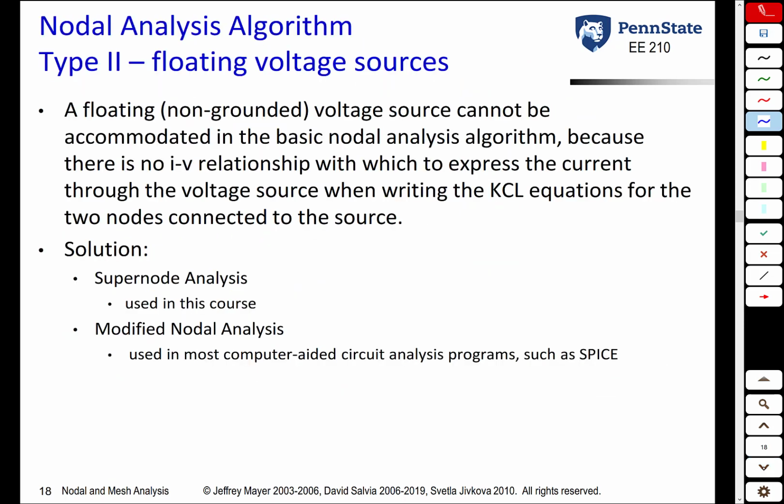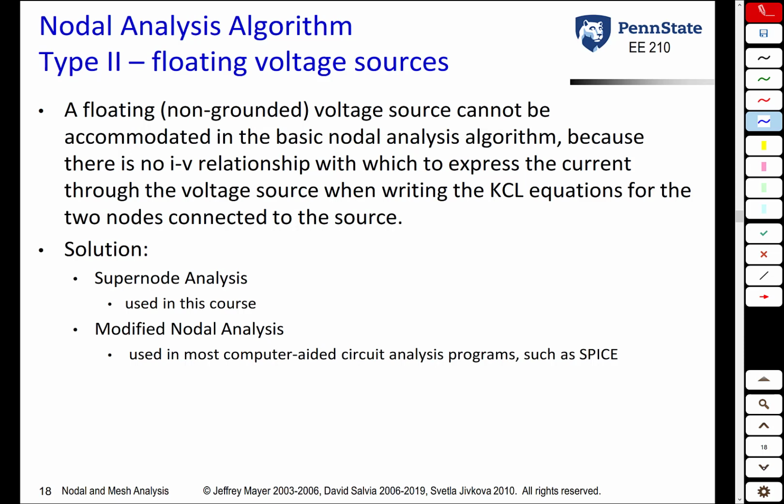We're now going to look at type 2 circuits. These are circuits in which we have floating voltage sources. So a floating voltage source is one that is not grounded. That's one where neither end of the voltage source is either connected to ground nor connected to other voltage sources that are connected to ground.